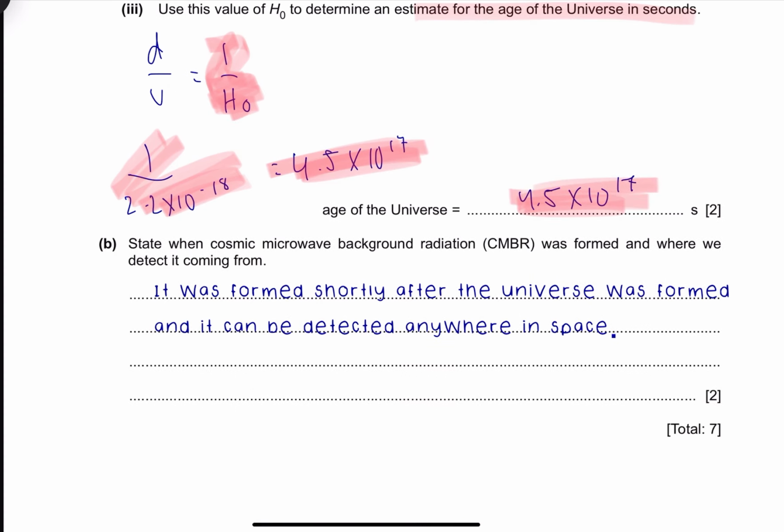And we have to state when cosmic microwave background radiation, CMBR, was formed and where it is detected. It was formed shortly after the universe was formed. It's after the Big Bang, and it can be detected anywhere in space. So that was the last question.